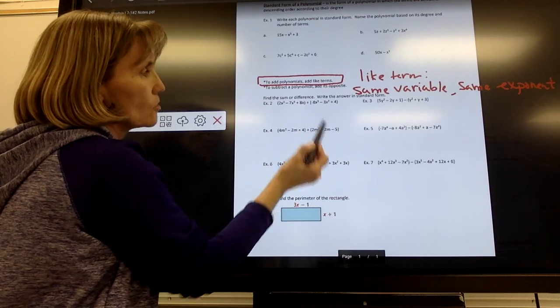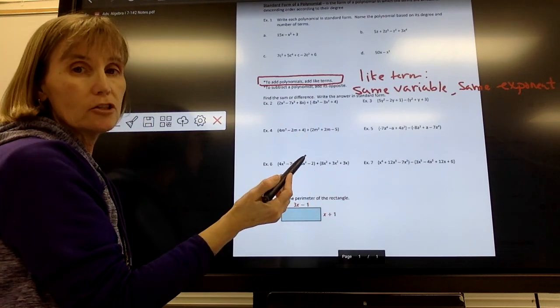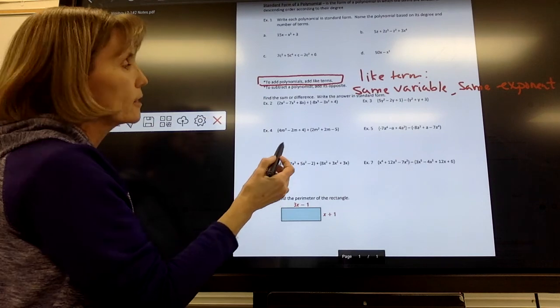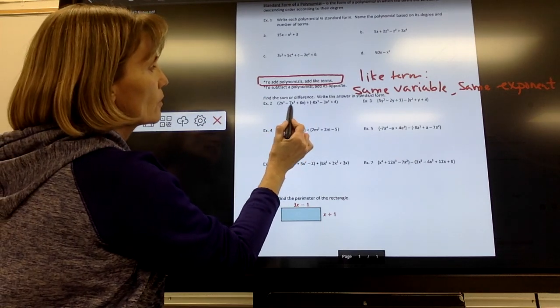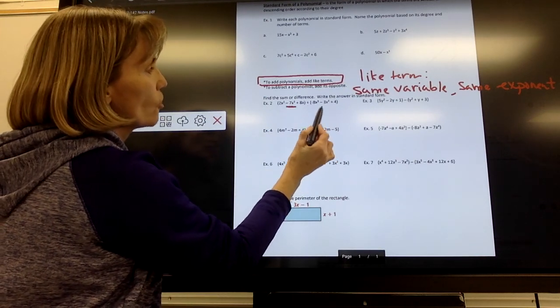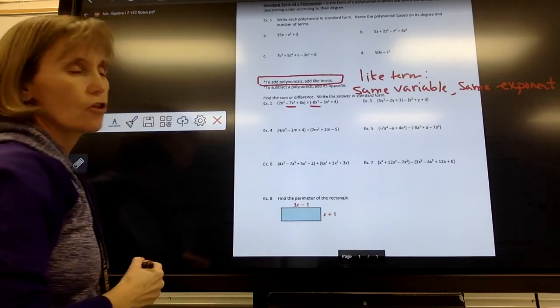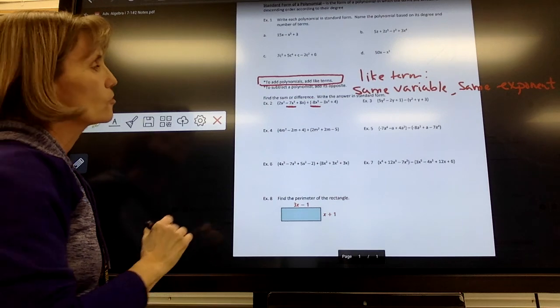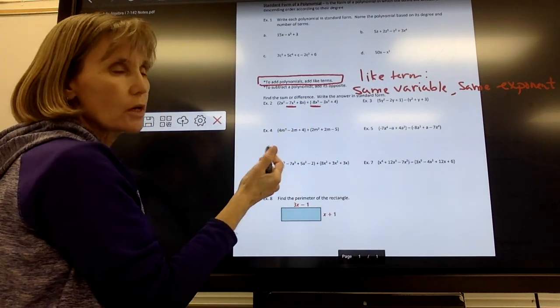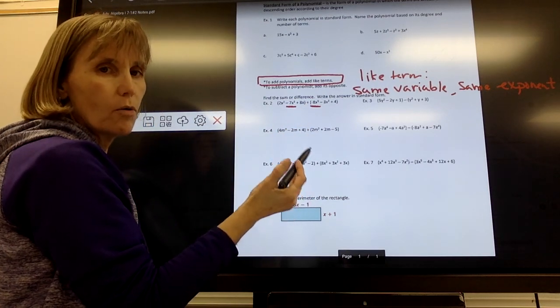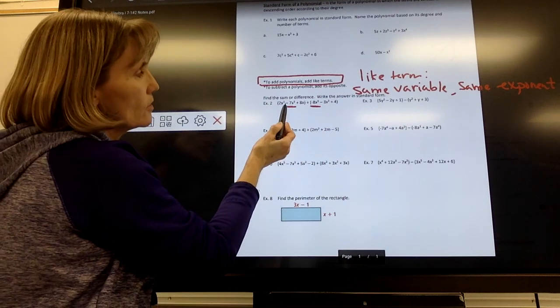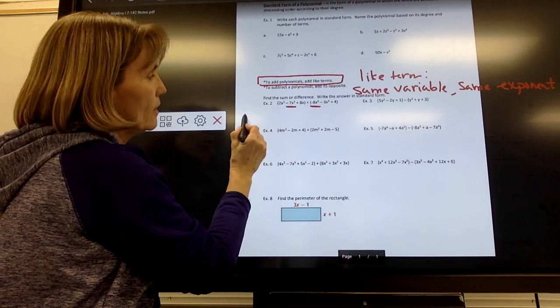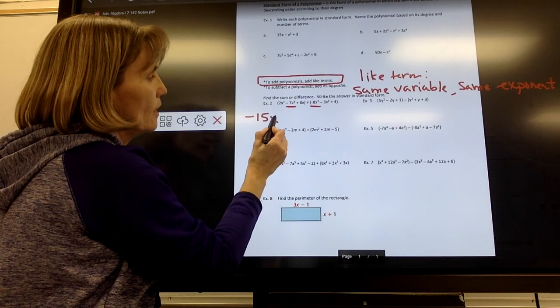It says find the sum or the difference. This is a sum because they're asking us to add. And what I like to do is underline terms that are like each other. So I've got a negative 7x to the third and I have a negative 8x to the third. Those are like terms, same variable of x, same exponent of 3. So I can combine those. And you just want to combine their coefficients. The coefficient is the number in front. So I take negative 7 plus negative 8. I get a negative 15x to the third.